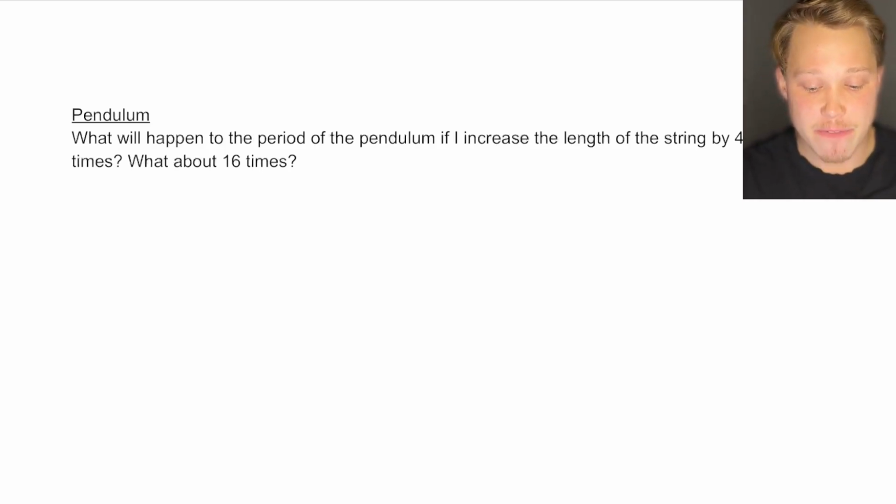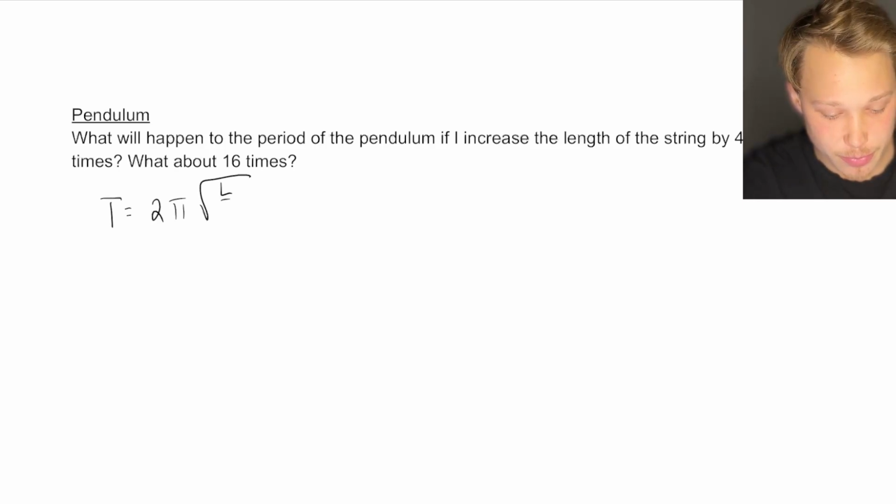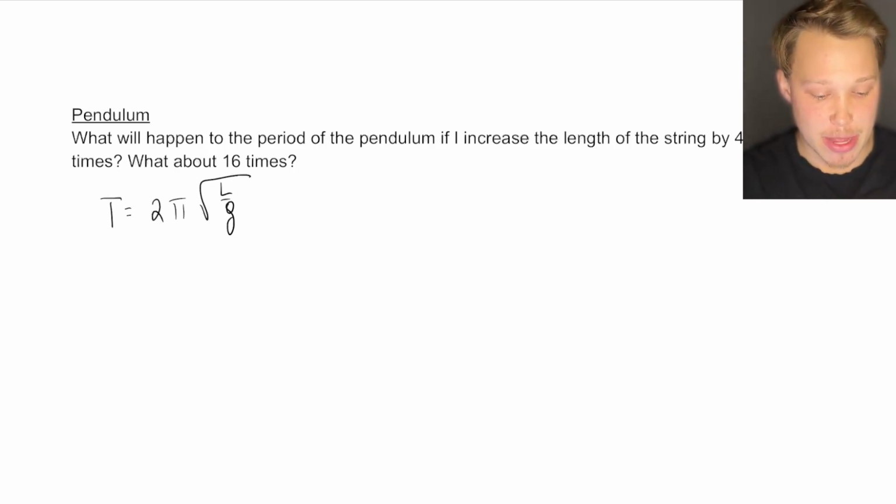Starting with the first problem, where we have to find out what will happen to the period of the pendulum if I increase the length of the string by 4 times and 16 times. So let's firstly start with the equation for the period of the pendulum.